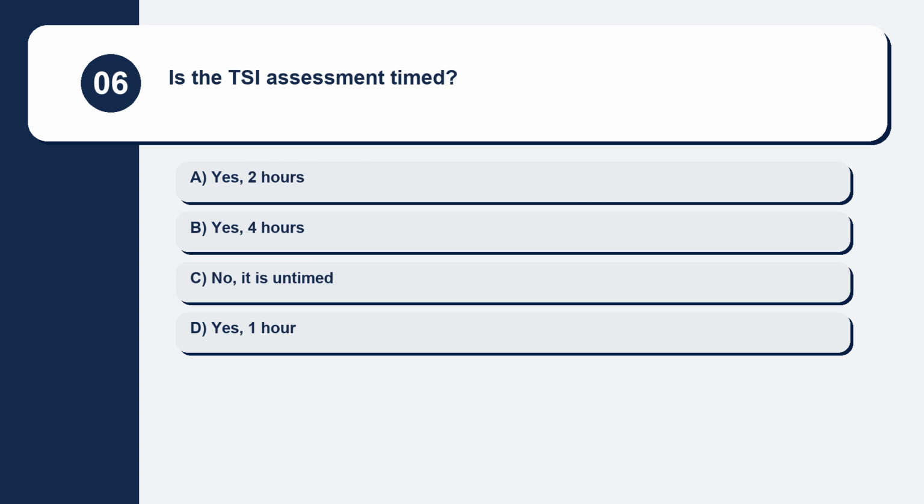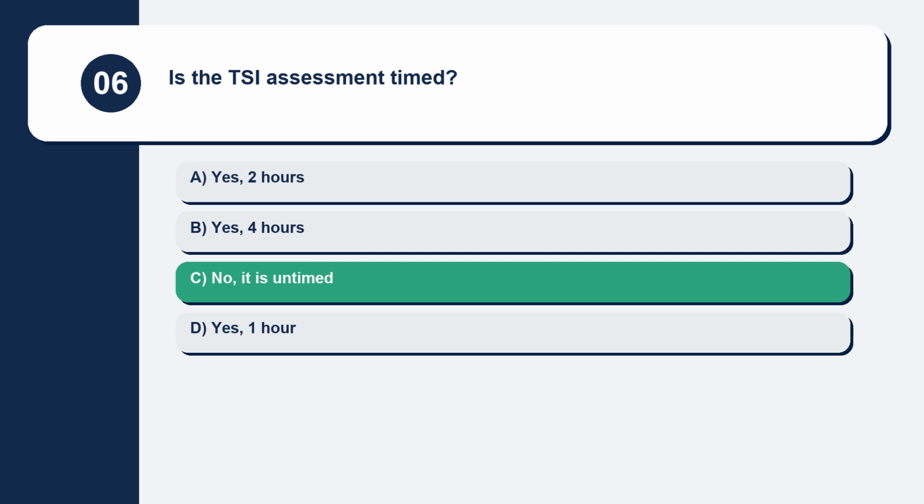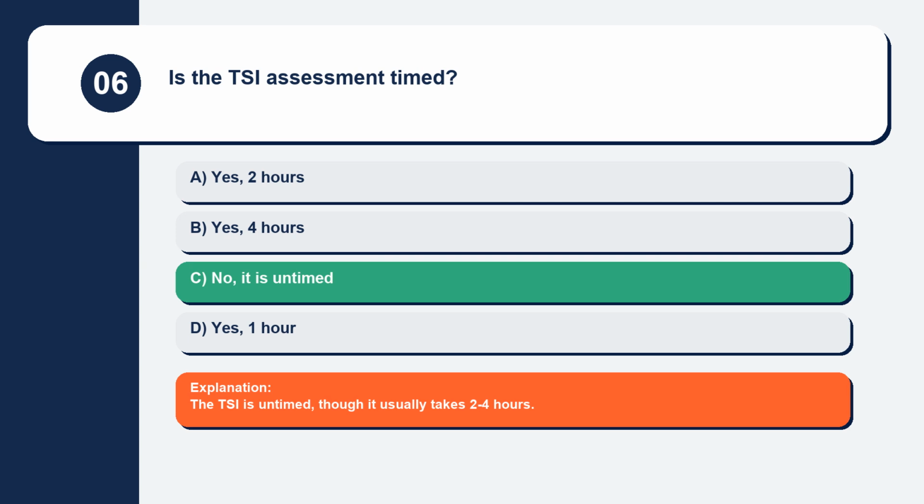Question 6. Is the TSI assessment timed? Yes, 2 hours. Yes, 4 hours. No, it is untimed. Yes, 1 hour. The TSI is untimed, though it usually takes 2 to 4 hours.